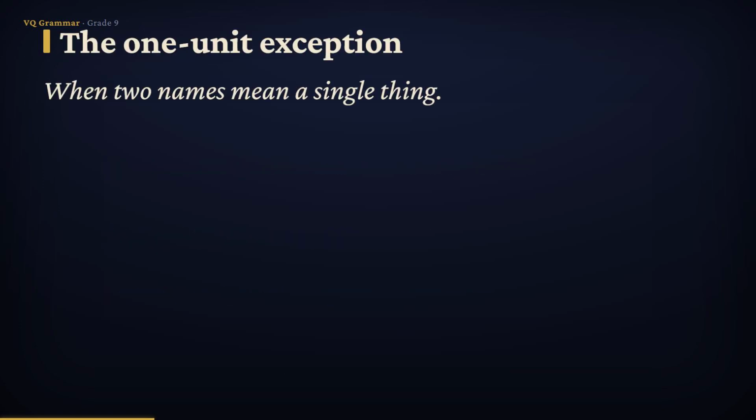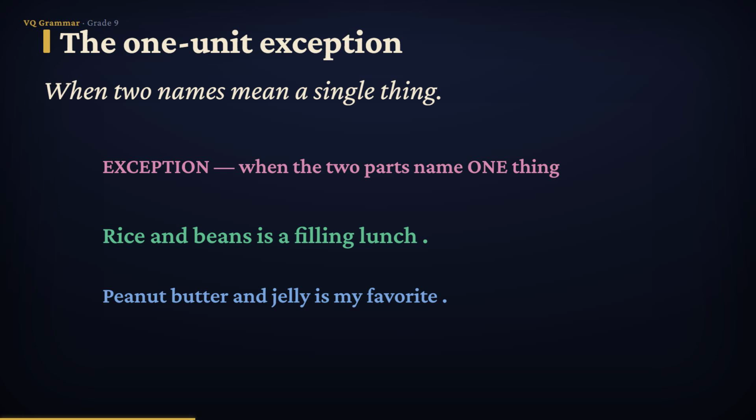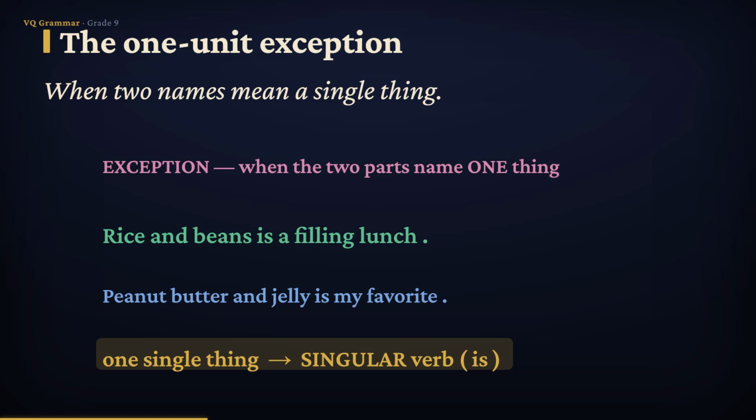But here's a twist worth knowing. Sometimes two words joined by and don't name two separate things. Together, they name one single thing. When that happens, the compound subject is singular, and it takes a singular verb. Rice and beans is a filling lunch. We're not talking about rice over here and beans over there. We mean one dish, so we say is, not are. Same with peanut butter and jelly is my favorite. That's one sandwich, one thing, so again, is. Ask yourself, are these two ideas or one combined idea? If it's one, go singular.